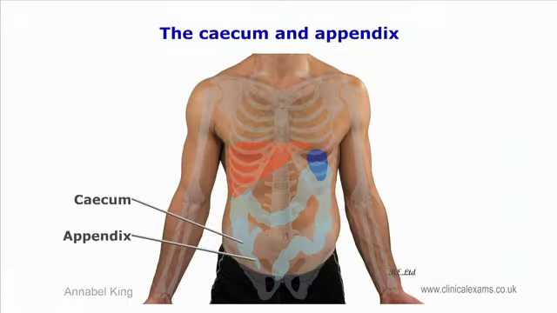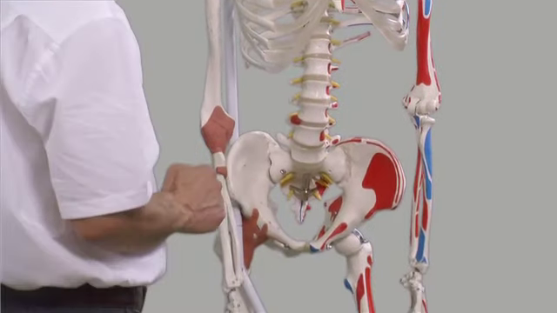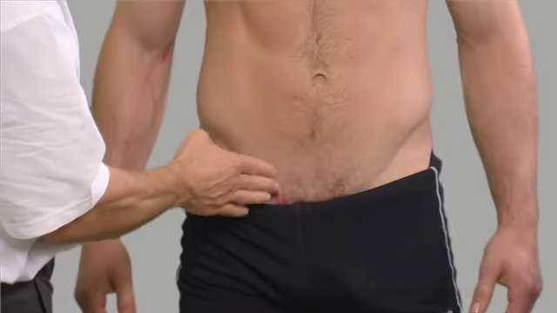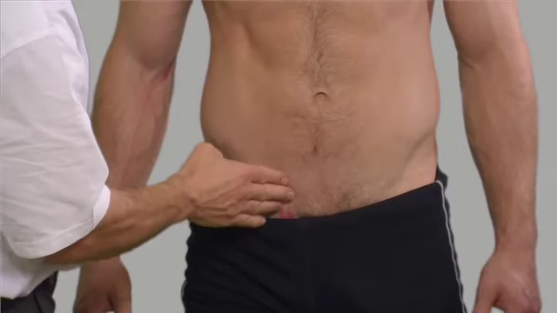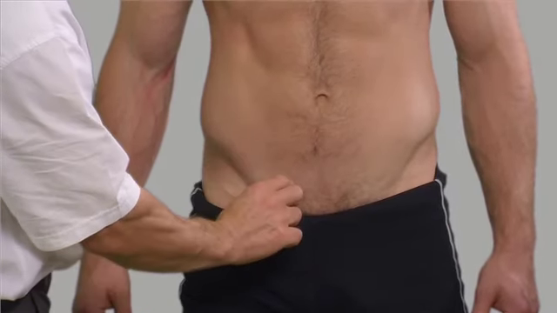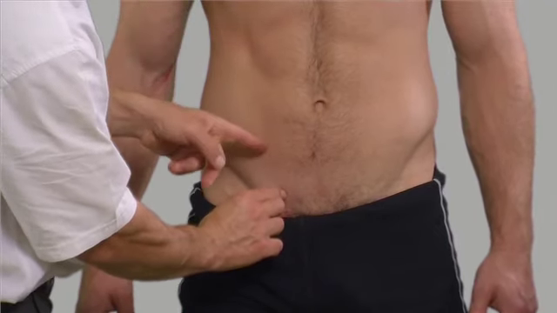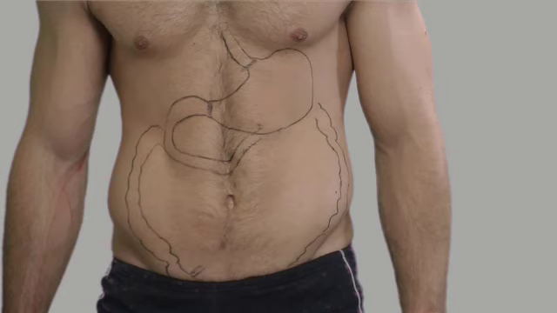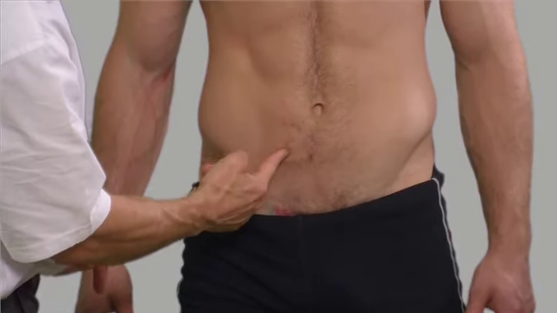The caecum and appendix. This is essentially the start of the colon with the vermiform appendix attached to it. The caecum is situated in the right inguinal or iliac region above the lateral half of the inguinal ligament. The appendix is about 2.5 centimeters medial to the anterior superior iliac spine in the mid-clavicular line. McBurney's point is at the distal 1/3 on a line drawn from the anterior superior iliac spine to the umbilicus.